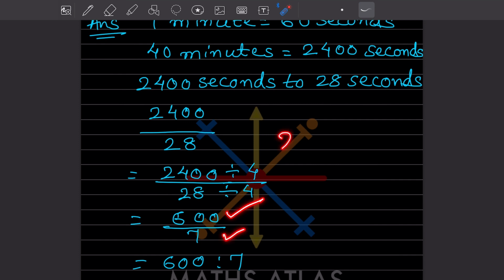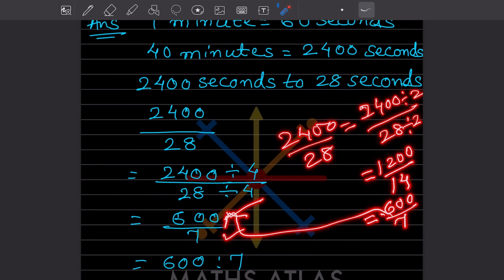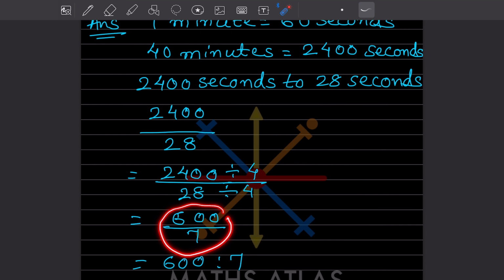Or you can also go like this. That will be more steps. So 2400 and 28, both are divisible by 2. So 2400 divided by 2 and 28 divided by 2, that is going to be 1200 divided by 14. And again, this is divisible by 2. So it will be 600 divided by 7. So both ways the answer is going to be the same. So now 600 divided by 7 means we have to bring it in the ratio form. So 600 is to 7 is the answer.